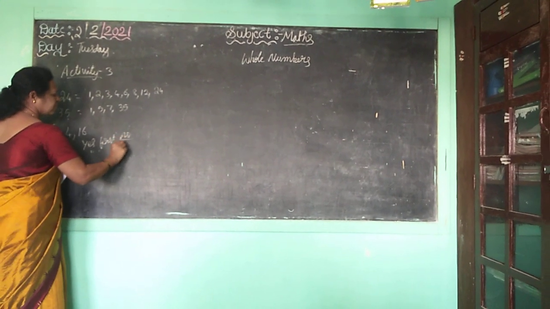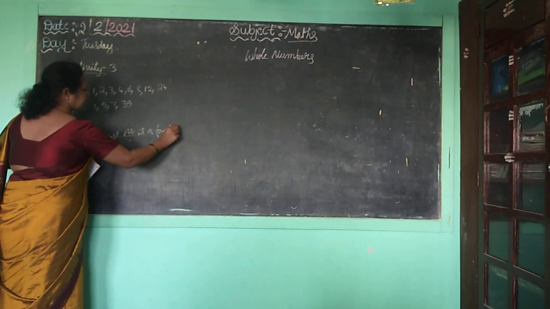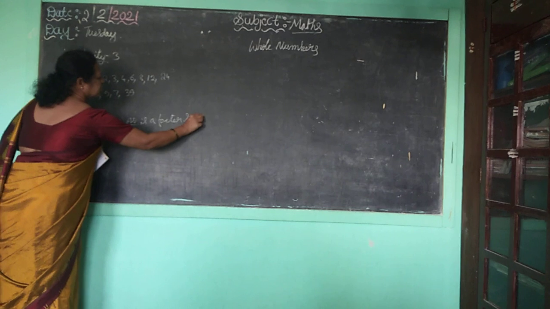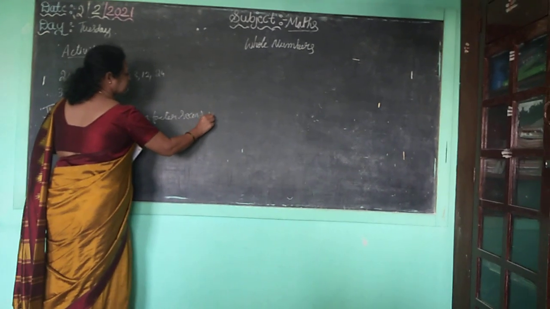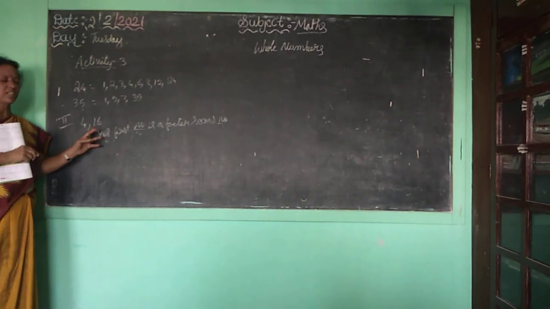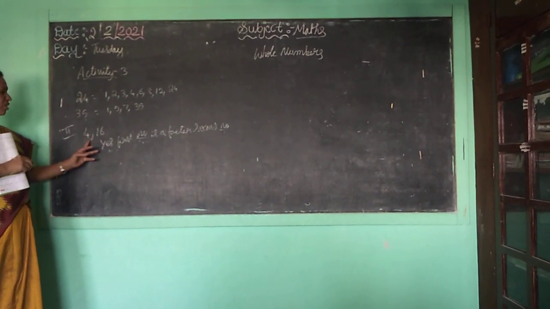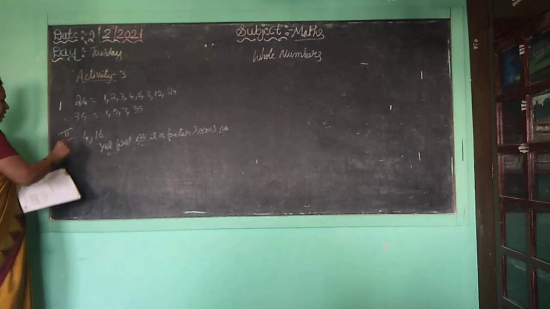First number is a factor of the second number. Okay, see, first number is 4, second number is 16. So 4 4s are 16. So 4 is a factor of 16. First number is a factor of the second number.